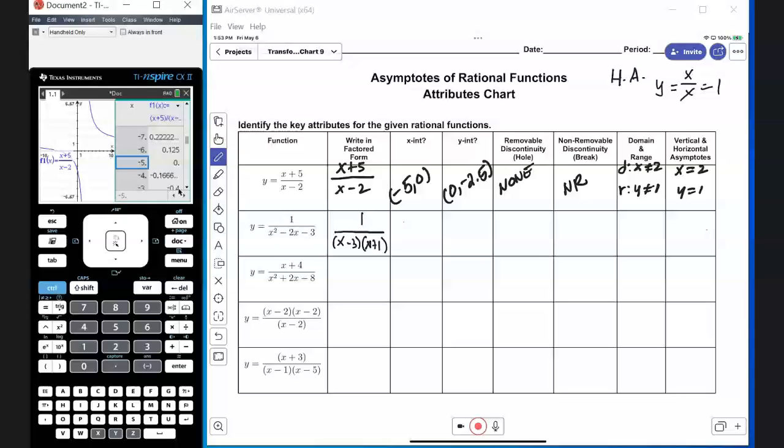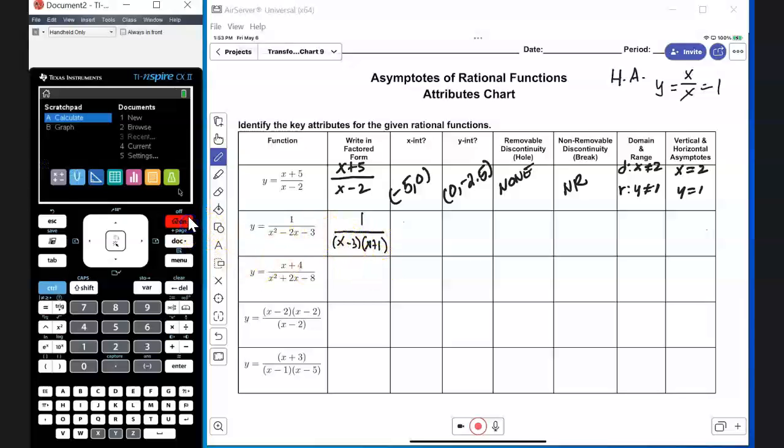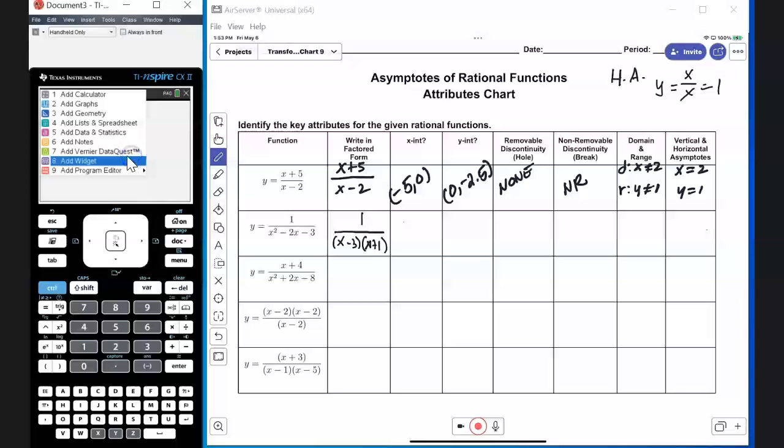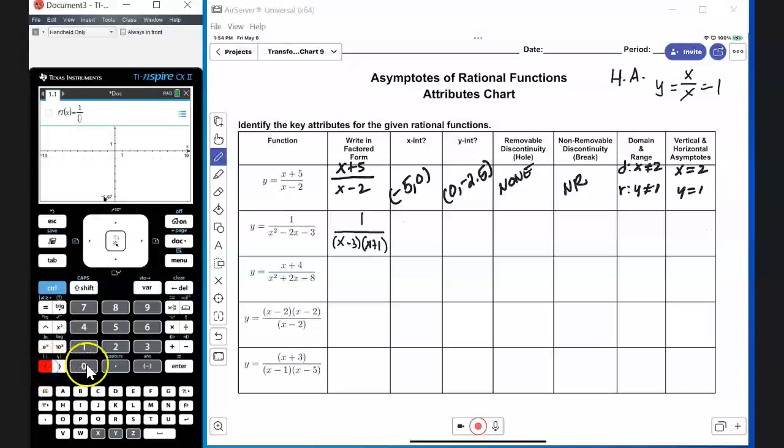Okay, so now we're going to go to our calculator, and we're going to type in 1. And then we're going to press control division, and you're going to write the factors. x minus 3. What's the other factor? x plus 1. Enter. And I want you to show me that graph from a distance.